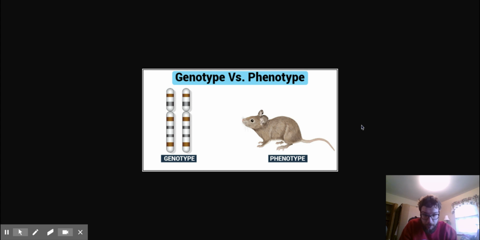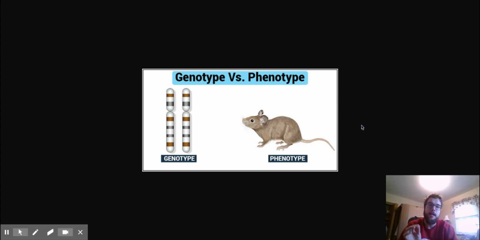Now, genotype is the actual genes in your cells, in your DNA. And then phenotype is your physical appearance. So genotype, easy to remember. It literally has the word gene in it when you pronounce it. And then phenotype, not as easy to remember, but if you think phenotype, pH, physical features, pH, they both start with pH. That's a good way to remember that.